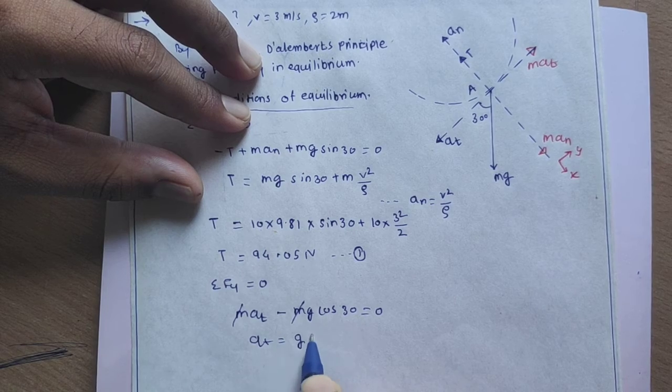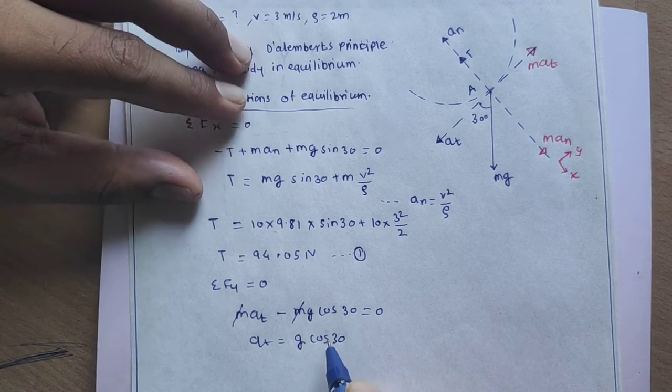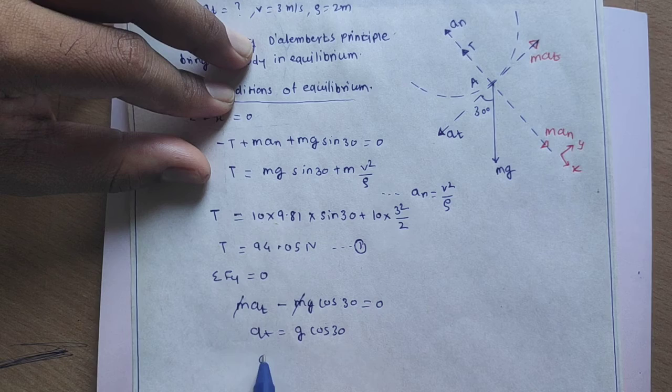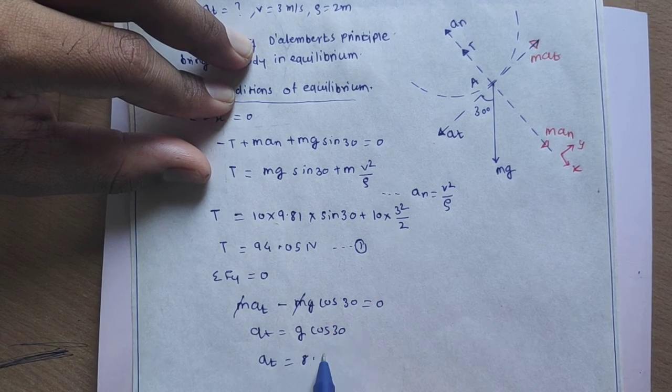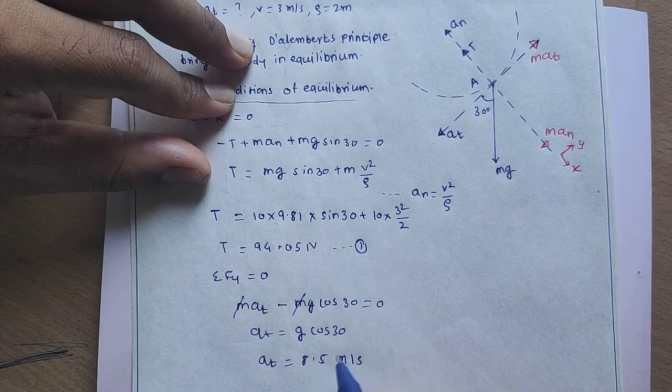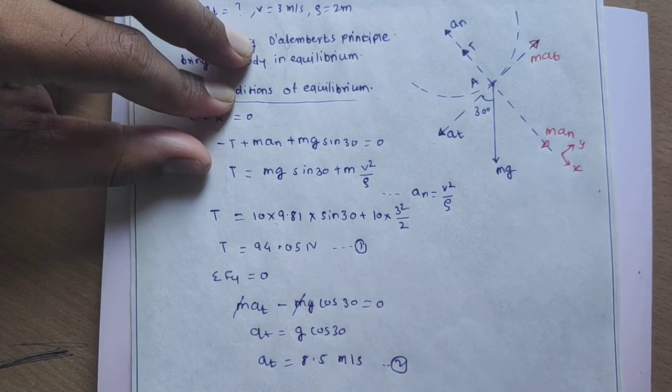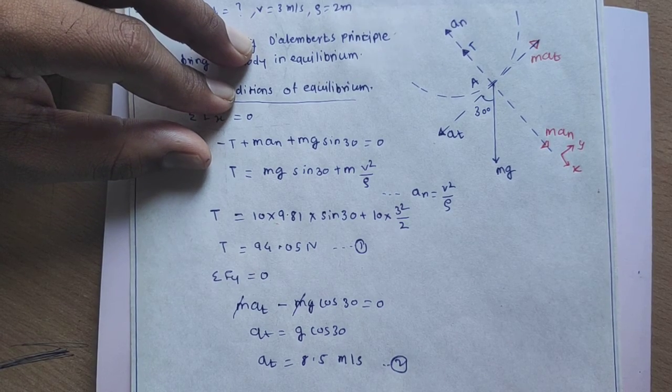So AT is equal to g cos 30, and we can calculate the answer for AT, that is 8.5 meter per second squared. So this is our second answer. This is how we have to calculate the answers.